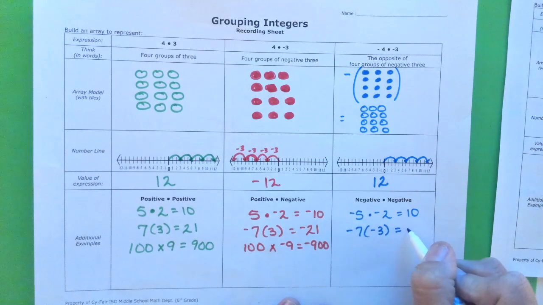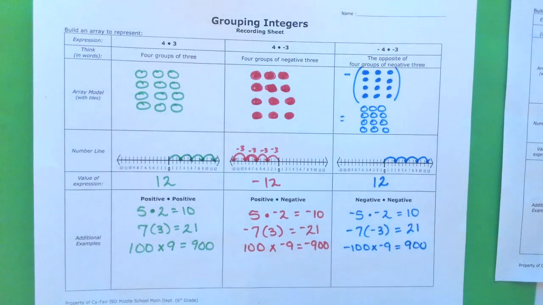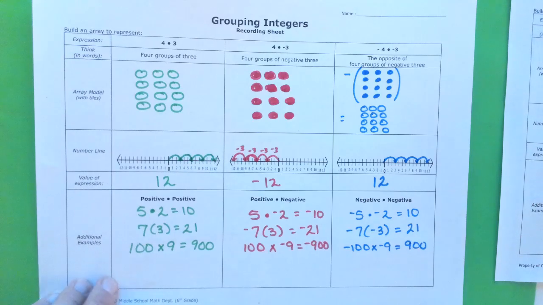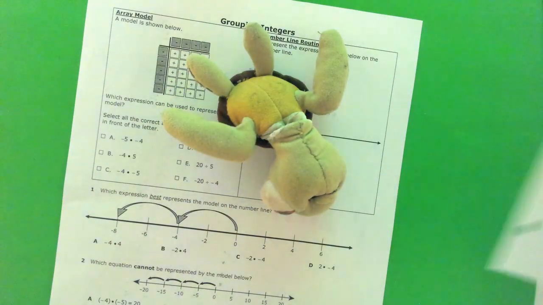Negative times a negative gets us back to a positive. Negative 100 times a negative 9 gets us a positive 900. All right, let's flip to the back. And flip. If you're a turtle and you flip, you're in trouble.